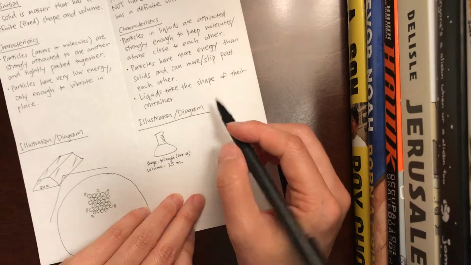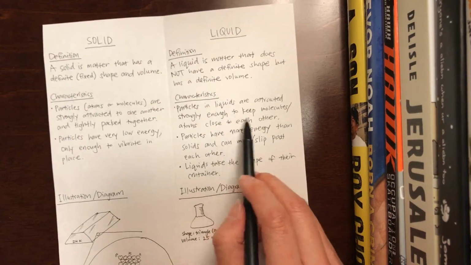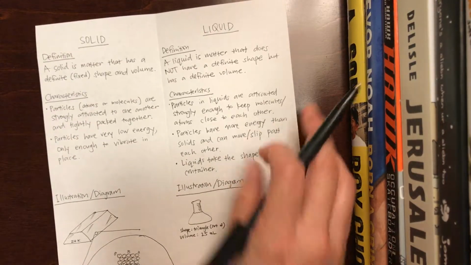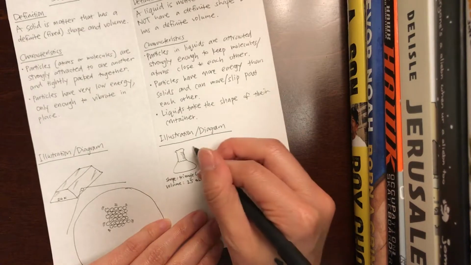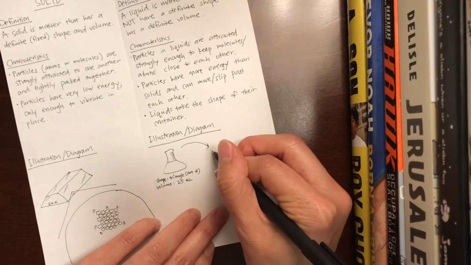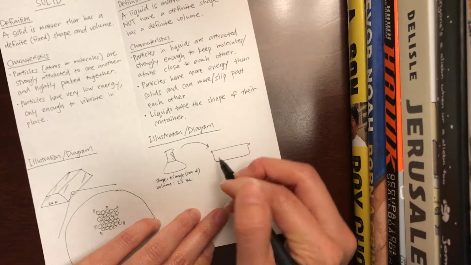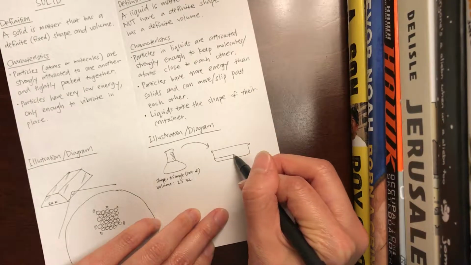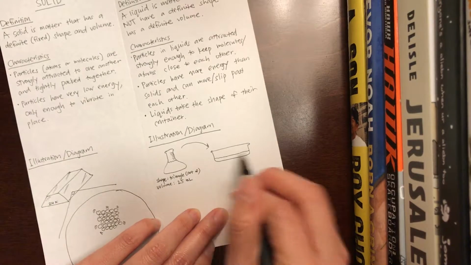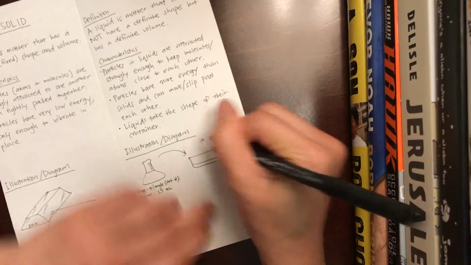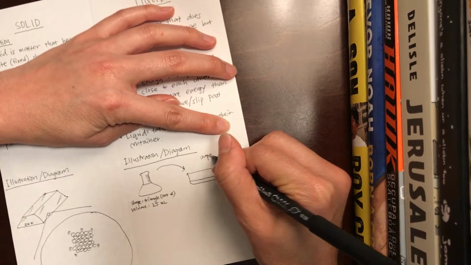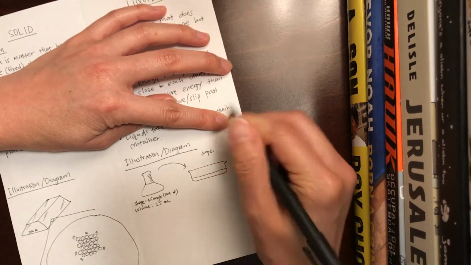Now, the other thing is, because the particles are not very attracted to each other, we can pour it into, let's say, a rectangular kind of pan or a Tupperware. And let's say it takes up that much. Okay, now the shape is what? A little rectangle.